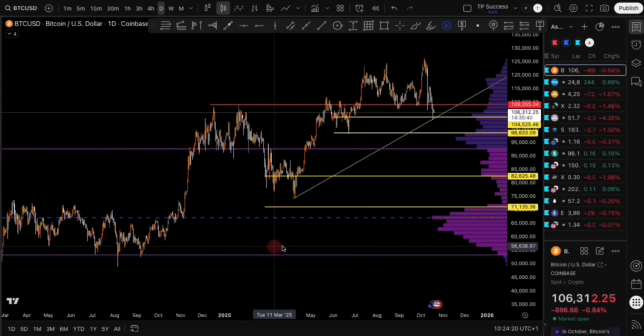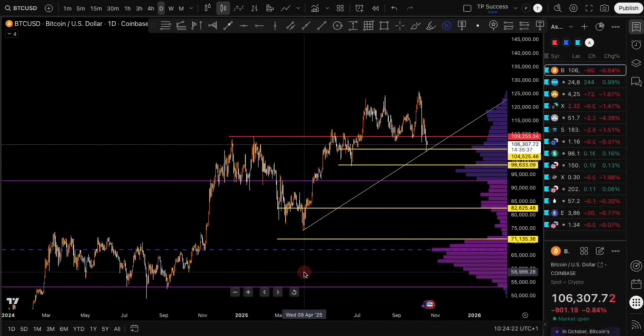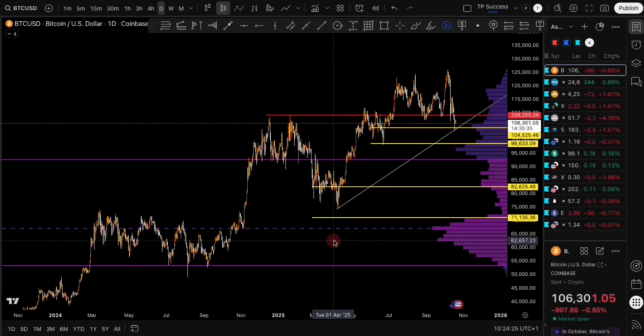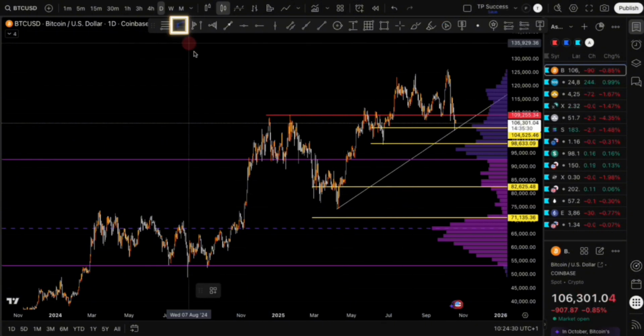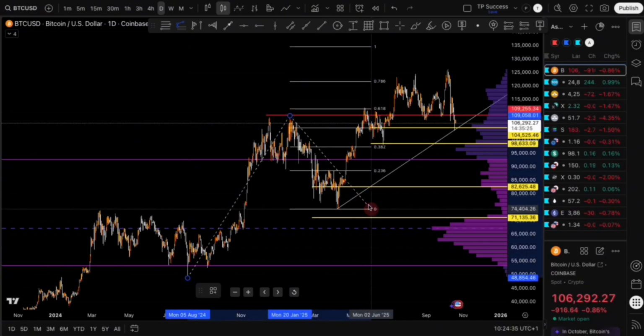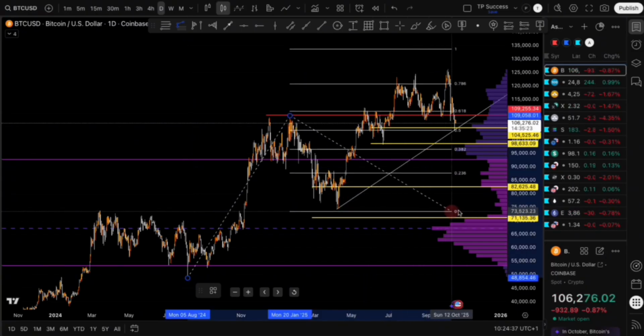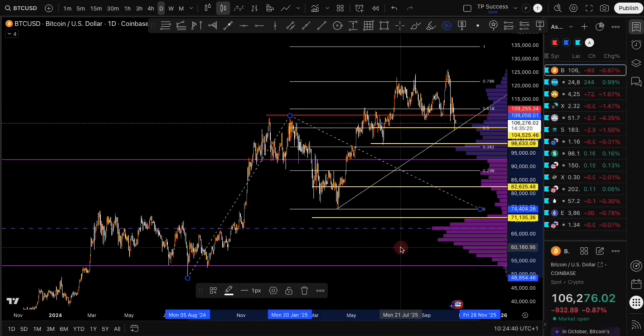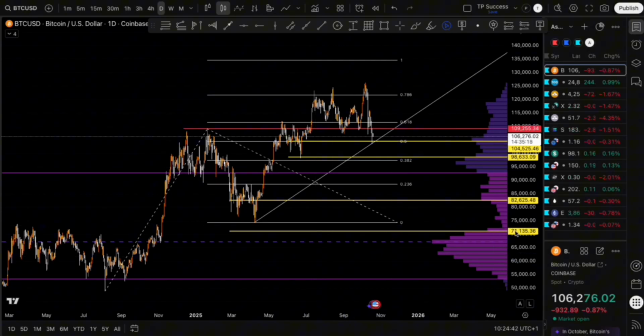Now, the next thing that I'm going to do right now is bring on a fib level. What this fib level is going to do is help us figure out how we need to behave when things go bad. So let's see if these fib levels match up with anything I've just talked about.